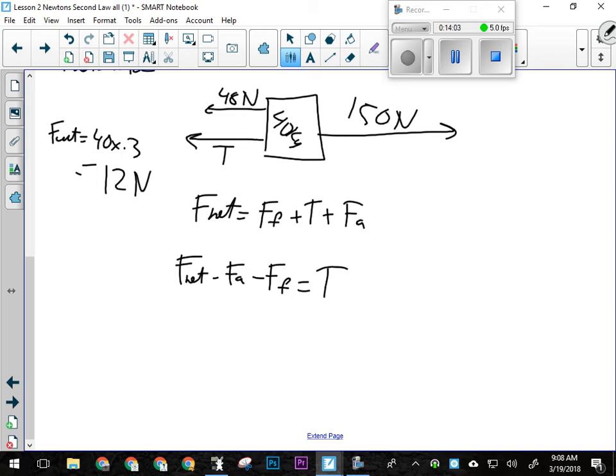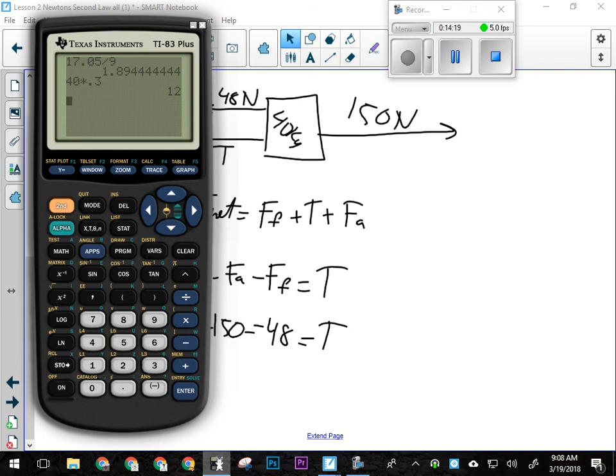F net is forwards, so that's going to be positive 12. Minus the applied force, which is also forwards, 150. Minus friction, which is backwards, so minus negative 48 equals T. So I've got 12 minus 150 minus negative 48. So the tension in cable B is 90 newtons backwards.